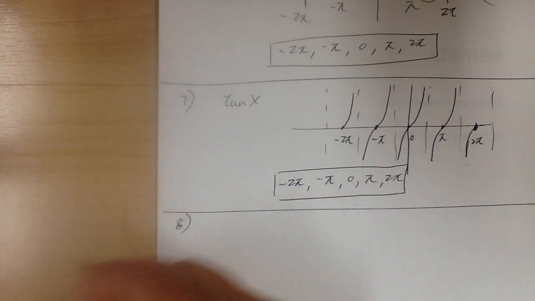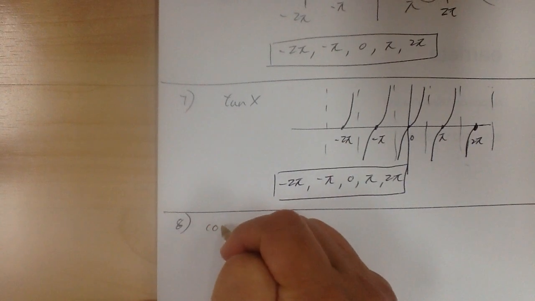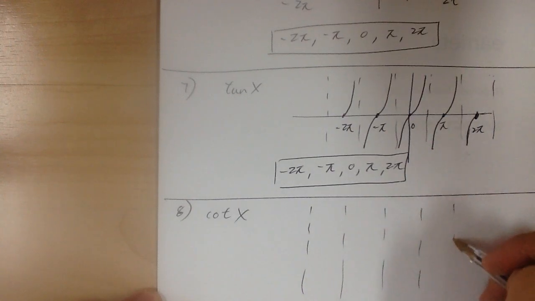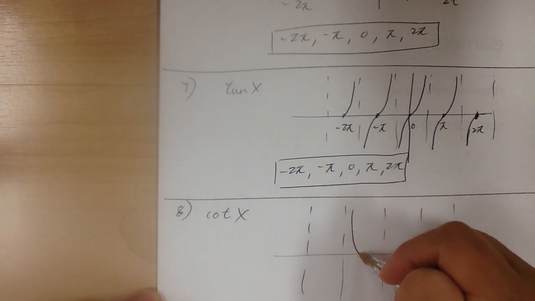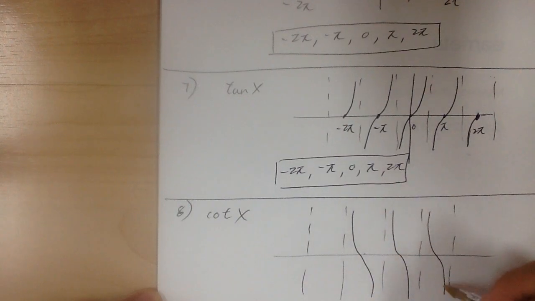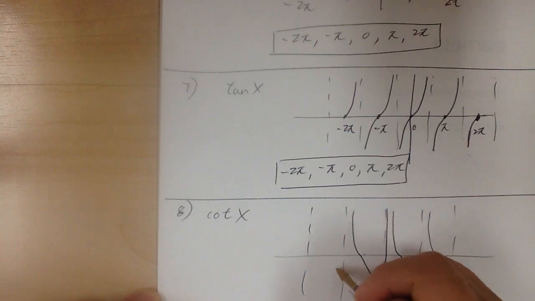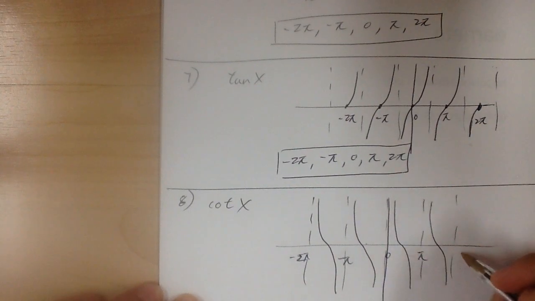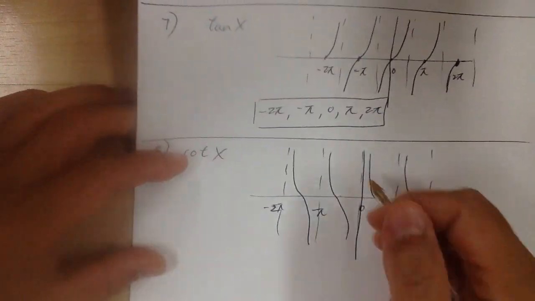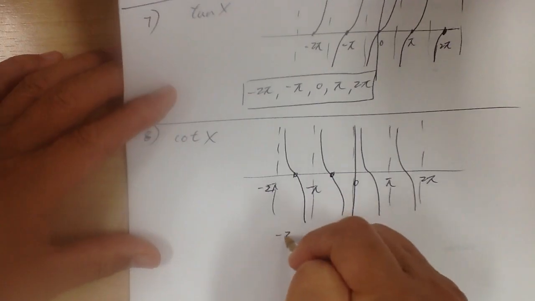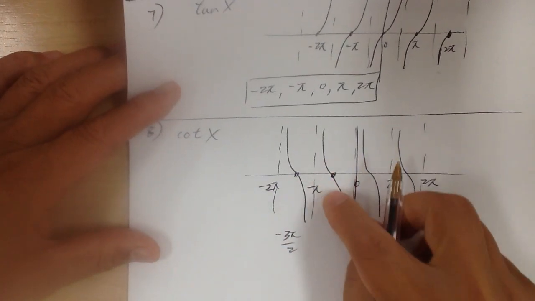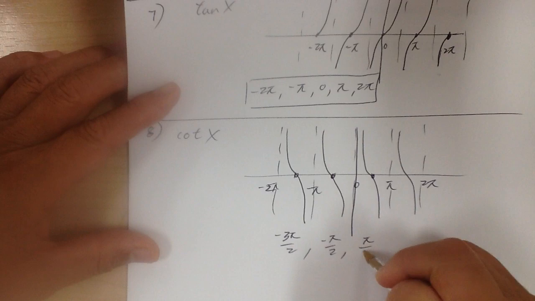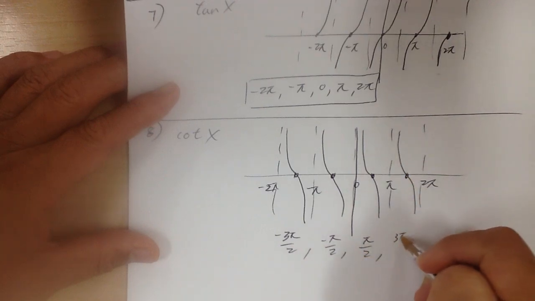Okay, number 8, cotangent x. You can just look at the book, or you can just look at the graph over here. Here's 0, negative pi, negative 2 pi. This is pi, 2 pi. Your intercept points would be over here. This one here should be negative 3 pi over 2, this one over here would be negative pi over 2, this would be positive pi over 2, and this one would be 3 pi over 2.